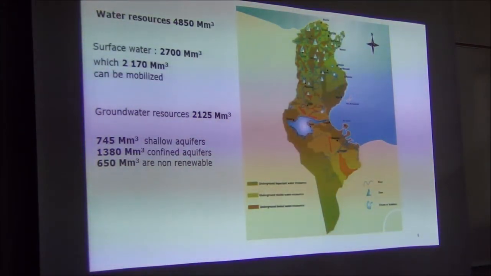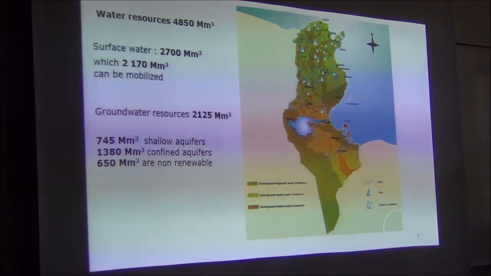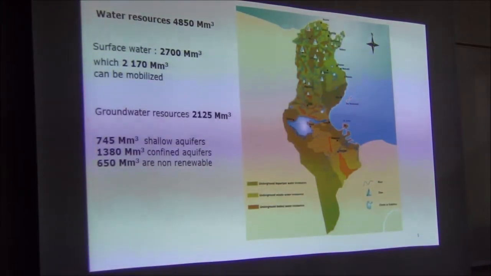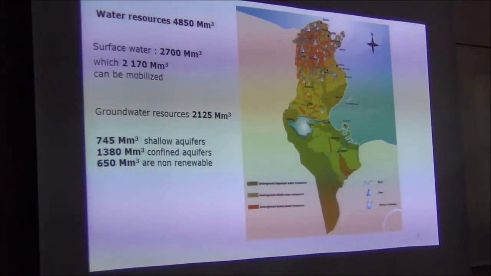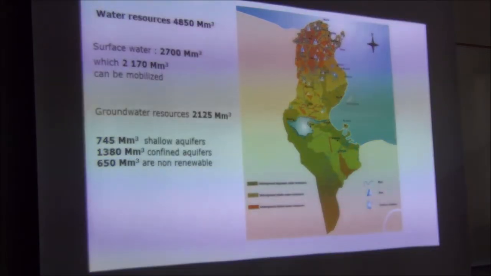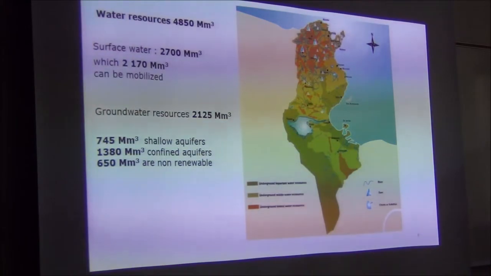In dark green, we have the important water resources. In the other green, middle water resources, and in red, limited water resources. Most of the dams are located in the north part of the country because of the rainfall.